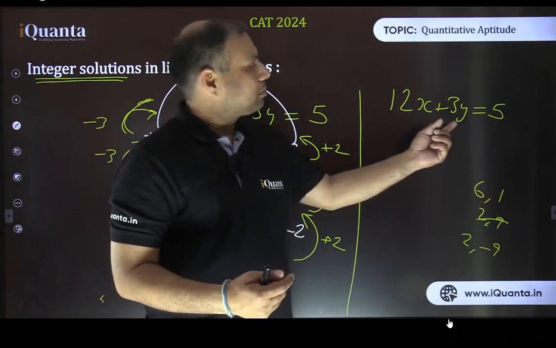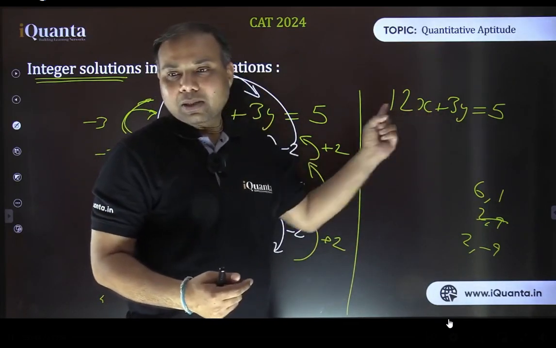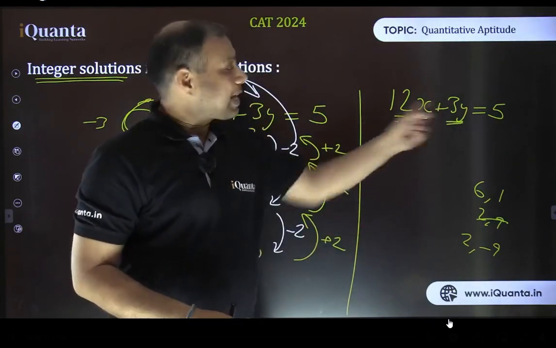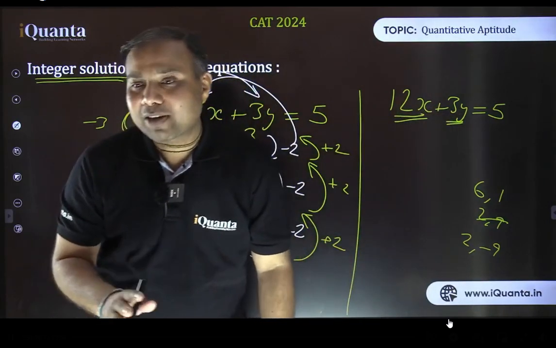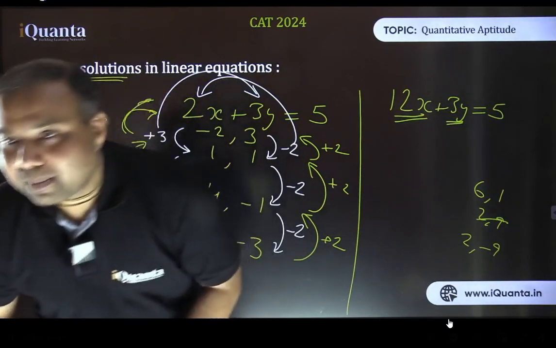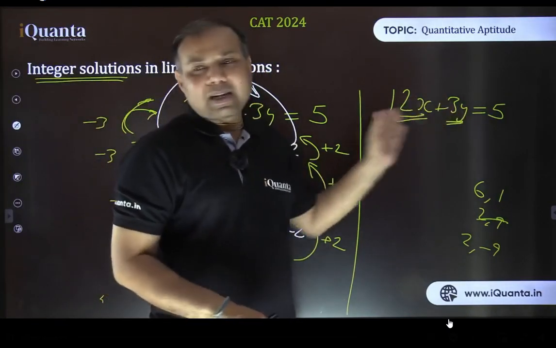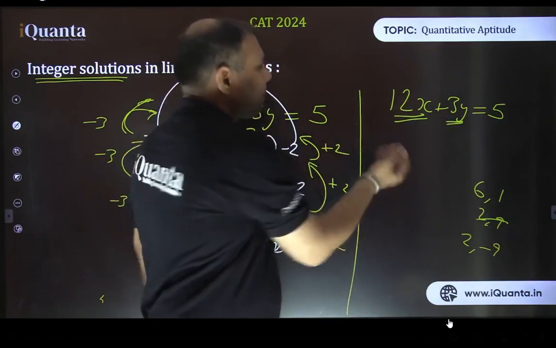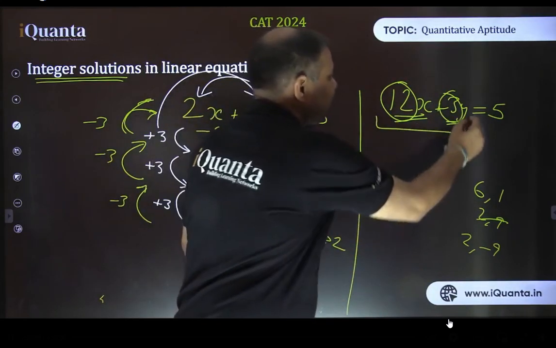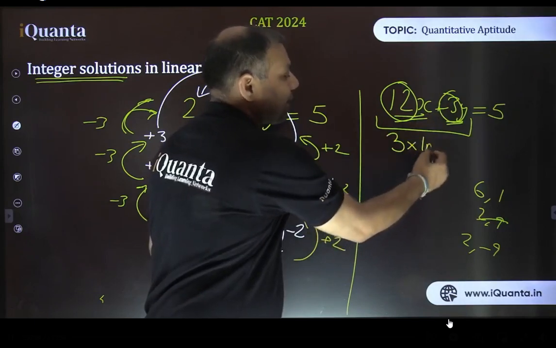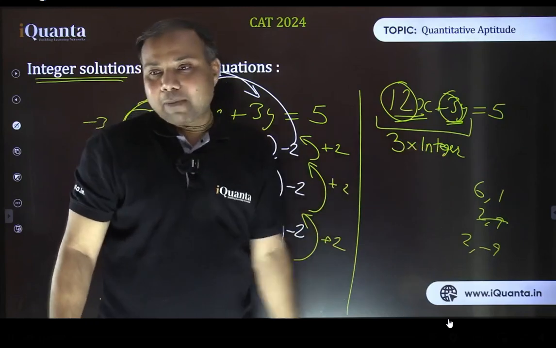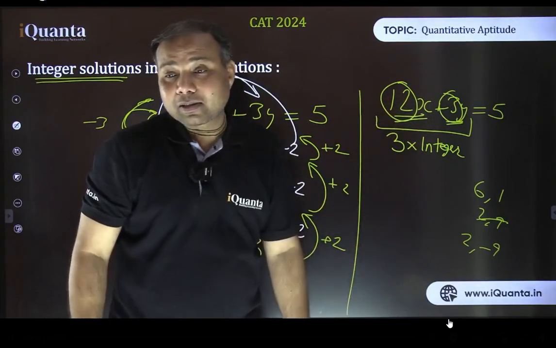So, is there any common factor among these two terms? 12x must be an integer, and 3y must also be an integer if x and y are integers. Is there any common factor among the two? Or let me ask directly, what is the highest common factor of these two terms? Yes, 3. Both these terms are divisible by 3, right? So I can take 3 common out of this, because 12 and 3, their highest common factor is 3. So can I say that this left hand side is always going to be 3 times some integer if x and y are supposed to be integers? Yes or no?